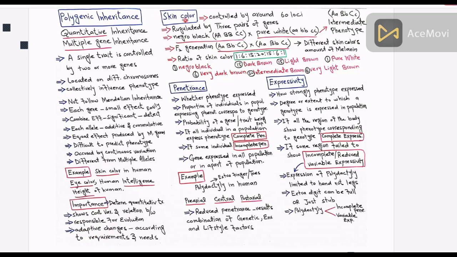Let's discuss skin color as an example of polygenic inheritance in detail. Skin color in humans is controlled by around 60 loci, and is regulated by three pairs of genes. When we cross a Negro black, capital A, capital A, capital B, capital B, capital C, capital C genotype, with the pure white of the genotype small a, small a, small b, small b, small c, small c, the result will be the intermediate phenotype with the genotype of capital A, small a, capital B, small b, and capital C, small c. And in the F2 generation, when we cross two intermediate genotypes, then different skin colors are produced.